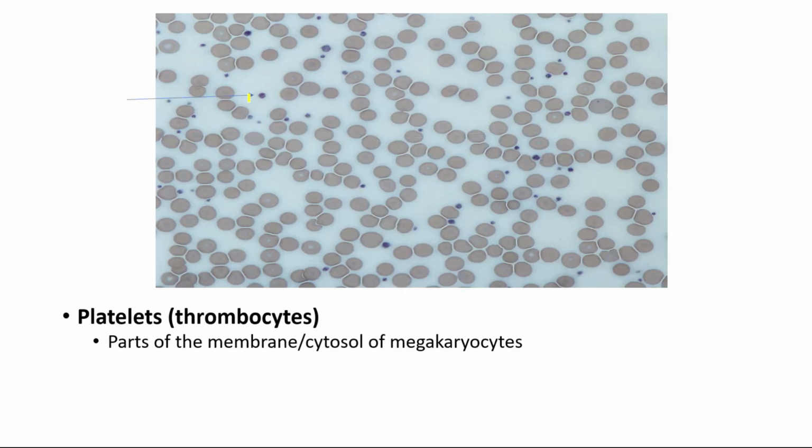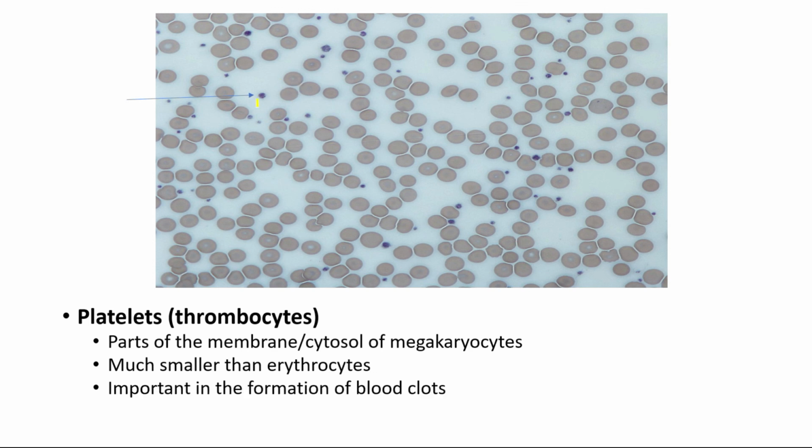Platelets are also known as thrombocytes, and these are part of the membrane and cytosol of megakaryocytes. They're really just parts of the membrane and the cytosol of the megakaryocytes, and they're much smaller than the surrounding erythrocytes or red blood cells, and they're important in the formation of blood clots.